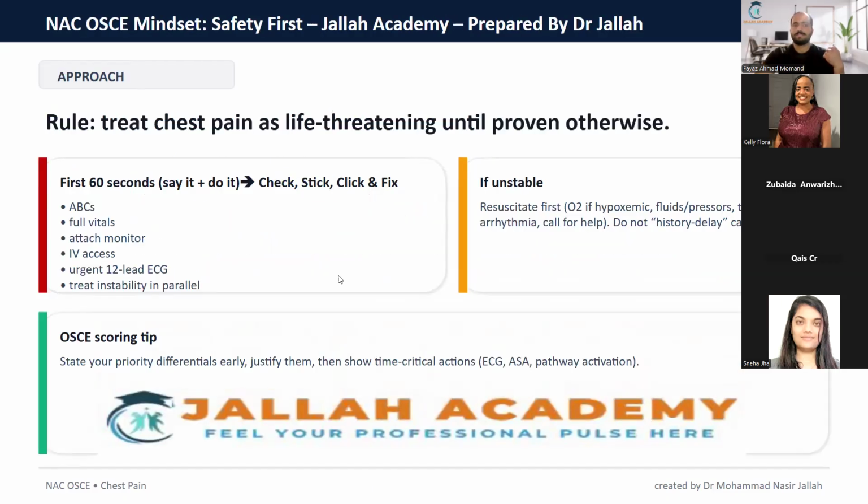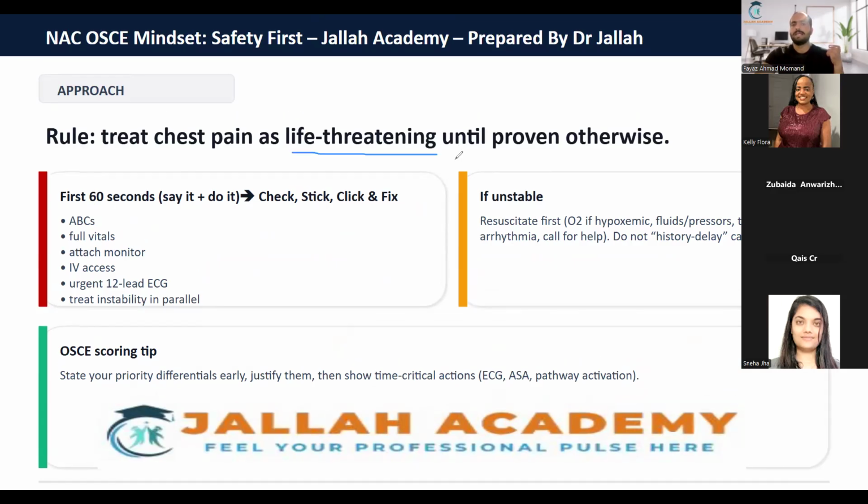Now, let's begin with chest pain, the approach rules. Anytime you encounter chest pain, think of life-threatening conditions first. And until you prove them, you have to consider them. If you prove that they are not present in the patient, you can say, okay, chest pain is from another source.